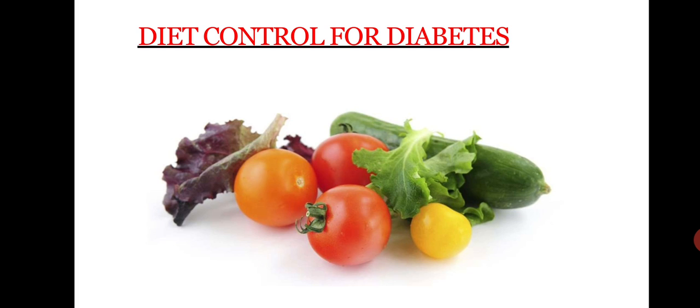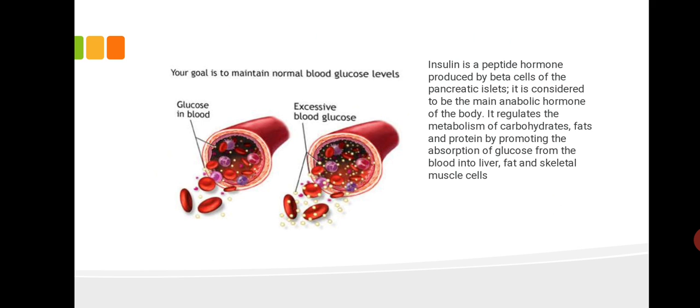This high blood sugar produces the classical symptoms of polyuria, that is frequent urination, polydipsia, increased thirst, and polyphagia, increased hunger. In a diabetic person, there is impaired metabolism of glucose in the body, which leads to an excess of glucose in blood and urine. So our goal is to maintain a normal blood glucose level.